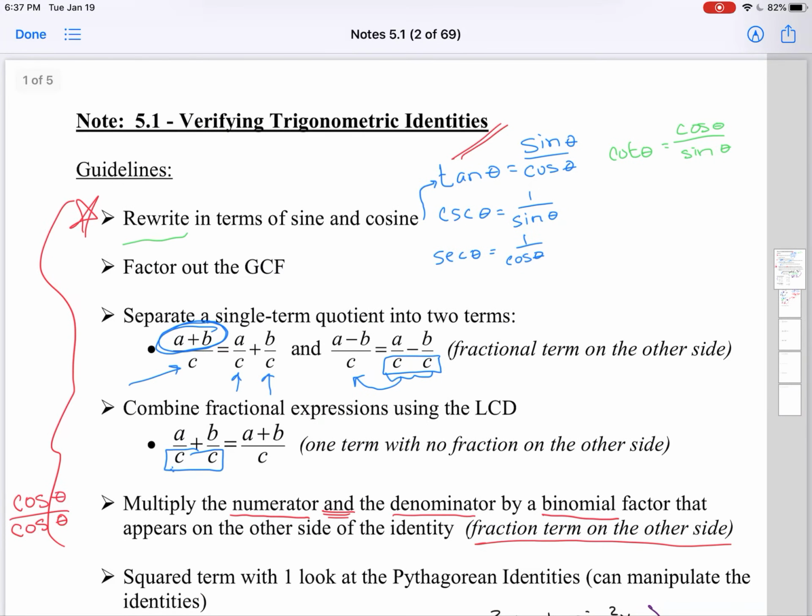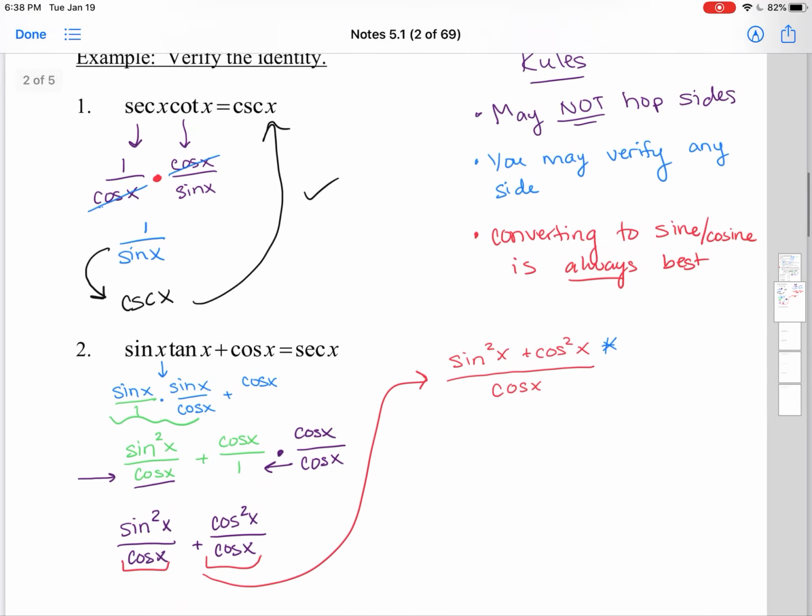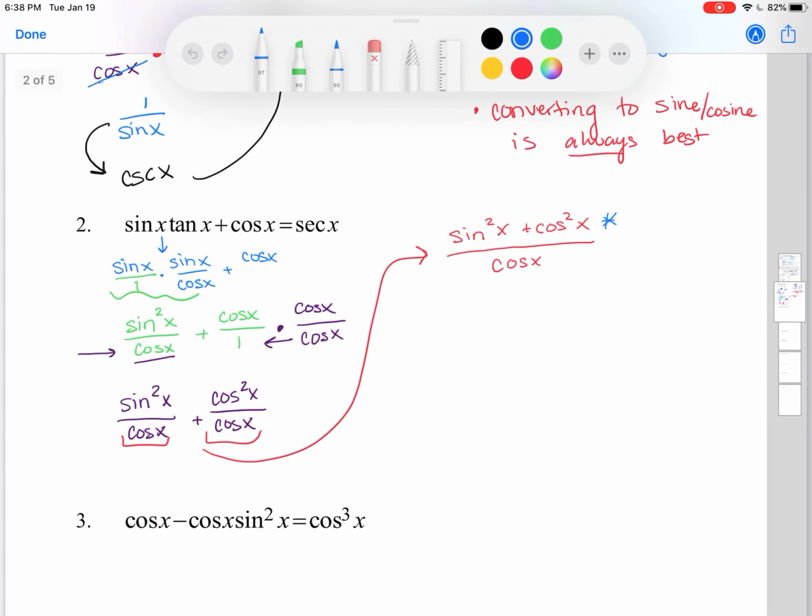Well, that's a trig identity. So whenever I see sine squared theta plus cosine squared theta, I can convert that into a 1. And I'm going to call that a trig identity, just to remind me that is why. So now I have 1 over cosine x. And there we have it. What is 1 over cosine x? Well, it's just plain old simple secant x. And that's exactly what I was looking to get.